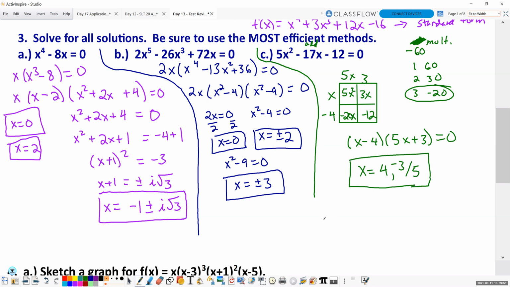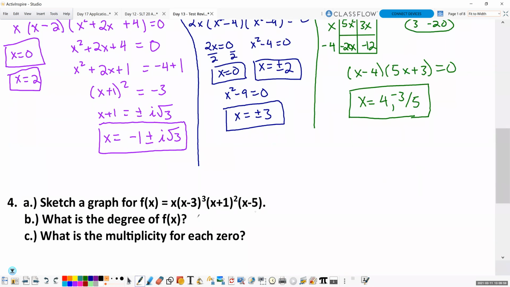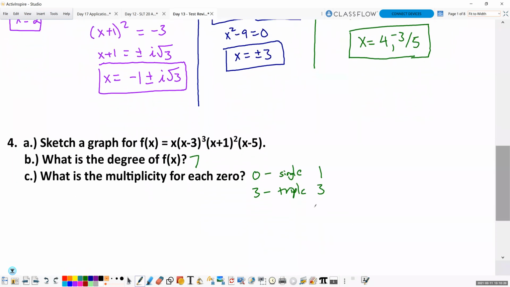All right. And then the last one is asking us to sketch a graph from factored form. So I see I have degree of 1, 4, 5, 6, 7. And what is the multiplicity of each 0? Well, I have 0, and that's a single, or 1. I have 3, and that's a triple, or 3. I have negative 1, which is a double, or 2. And I have 5, which is also a single.